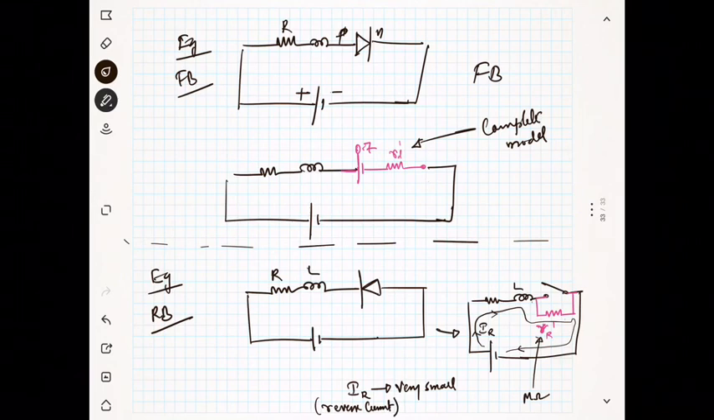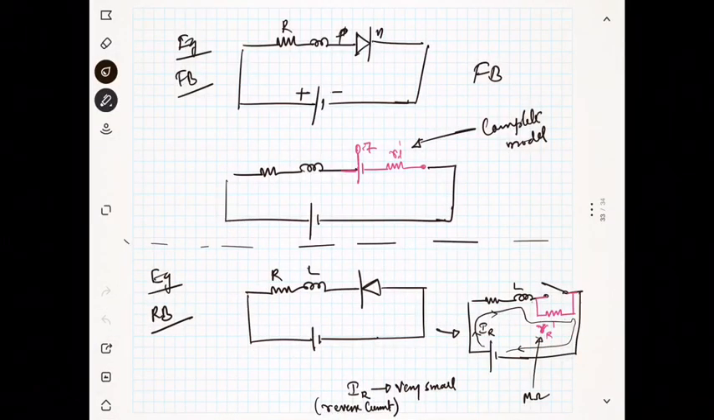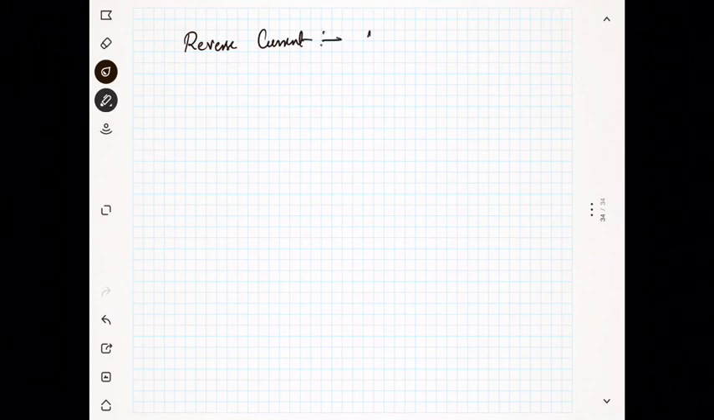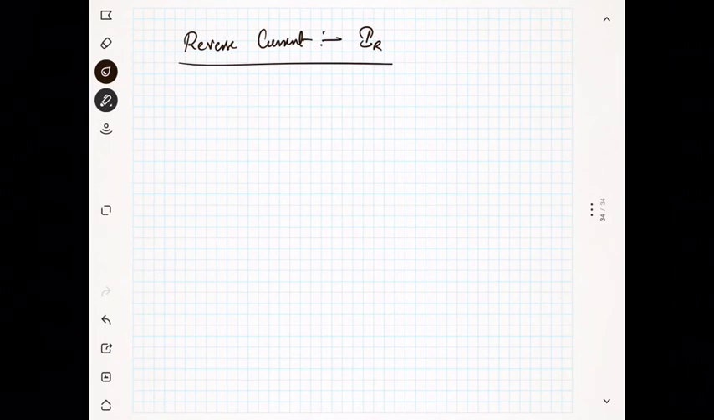So these are all the different models, and the forward current of the diode can be given by one equation that I want to tell you. What is the reverse current? We will call it I R. It is the small current in reverse bias. In the ideal model and the practical model, we assume that the reverse current is 0.